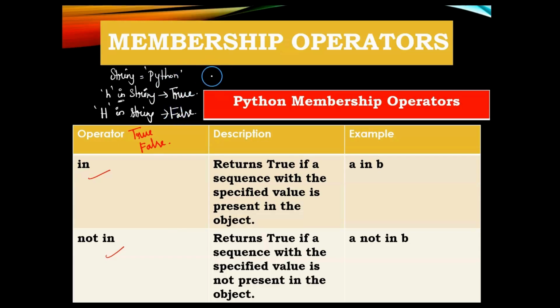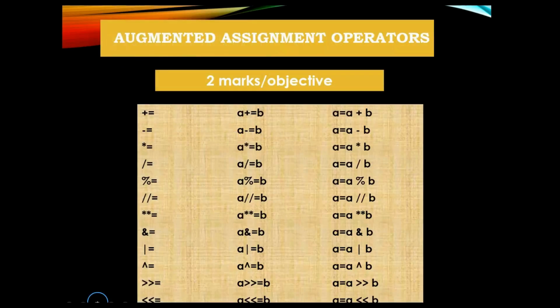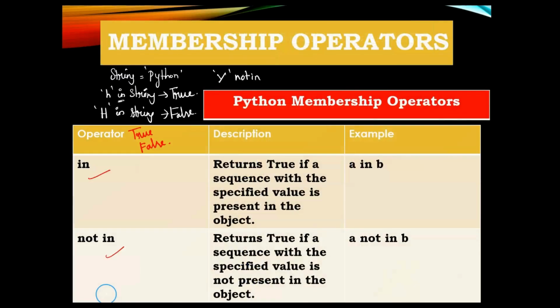If you write capital Y not in string, capital Y which is not in string, it returns true, because the statement is true. This capital Y is not in the variable string.